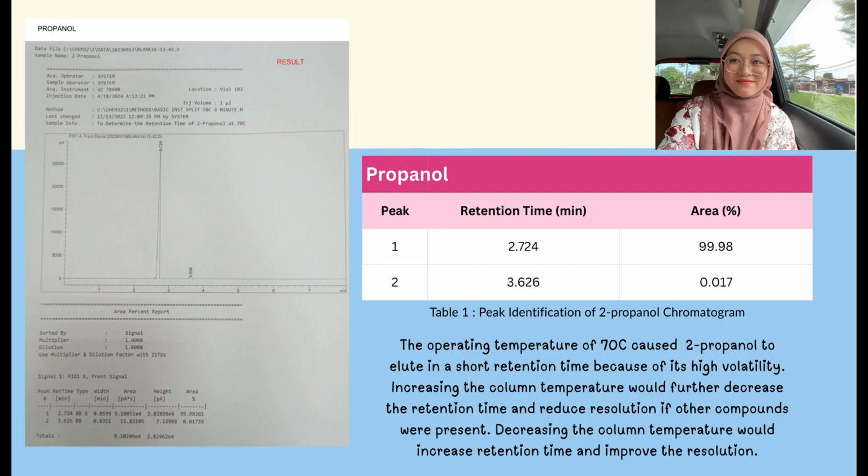And the second peak at 3.626 minutes has a very small area of 0.017%, which may be due to a minor impurity or background noise. So their short retention time is because 2-propanol is highly volatile. So if the column temperature is increased, the retention time will decrease, but peak separation may reduce. And if the temperature is decreased, the retention time will increase and the resolution will improve.